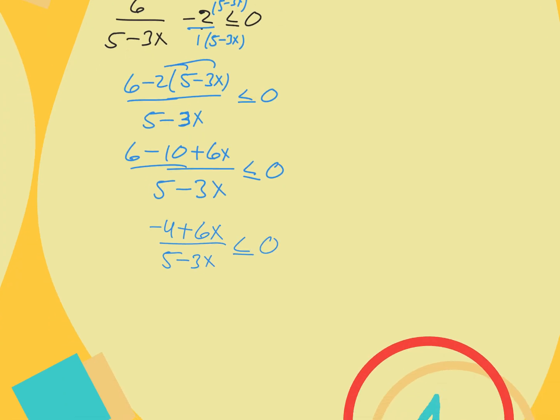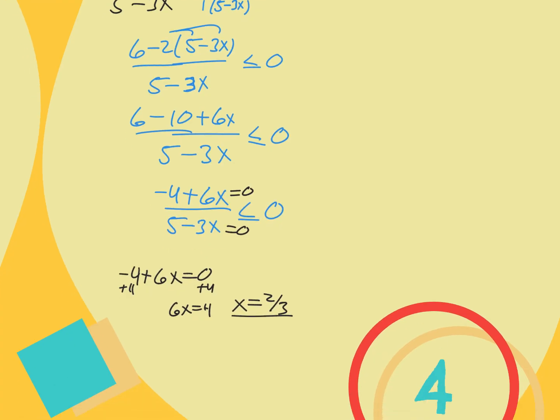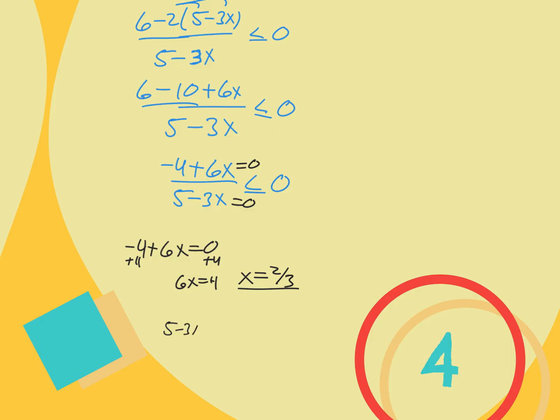Now that I have a singular fraction, I can set the top equal to 0 and the bottom. So when I do negative 4 plus 6x equals 0, we can add 4 to both sides, and then I get 6x equals 4. And so we get x equals, when we simplify, 2/3. So that's one of our key points. When I do 5 minus 3x equals 0, we can subtract 5, and then I get negative 3x equals negative 5. Divide by negative 3, and I get x equals 5/3, as my other key point.